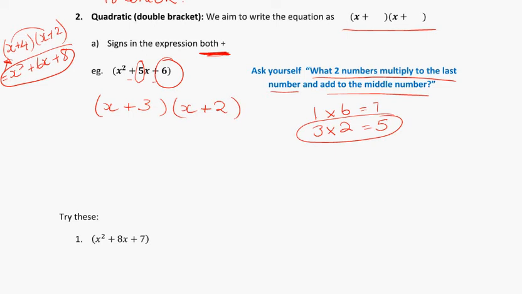Always expand to double check. You're really interested in getting that middle term. You know that the last term's correct because you've chosen two numbers that multiply to give that number. But double check you get the middle term. So x squared plus 2x, plus 3x. Does that give you 5x? Yes, must be correct.